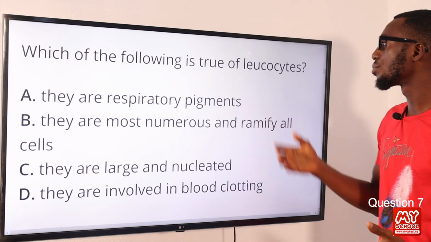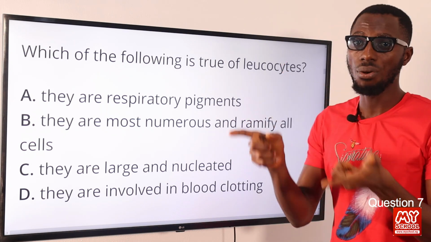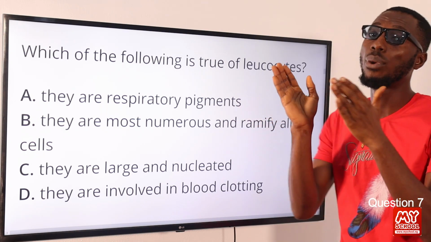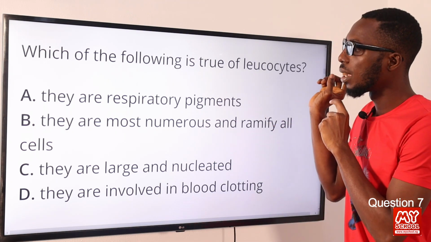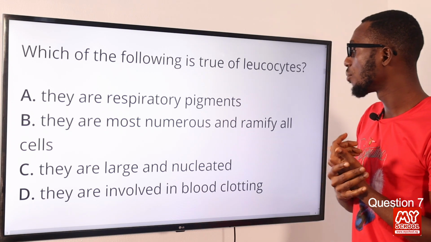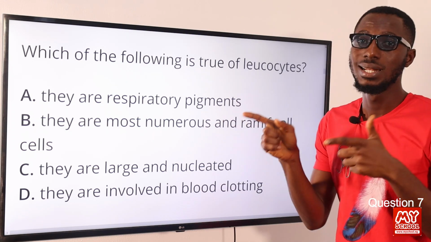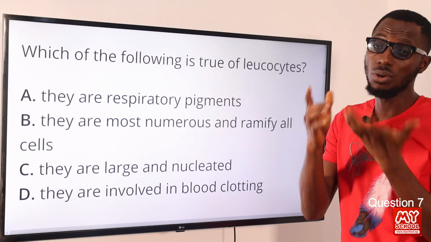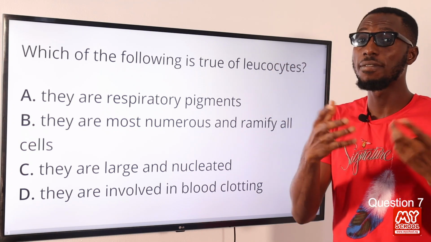Which of the following is true of leukocytes? Option A, they are respiratory pigment. That is incorrect. Respiratory pigments, you can point to erythrocytes because of hemoglobin. B, they are most numerous. They are not the most numerous. I just said that white blood cells are about 7,000 in 1 cubic millimeter, while red blood cells are about 5 million.